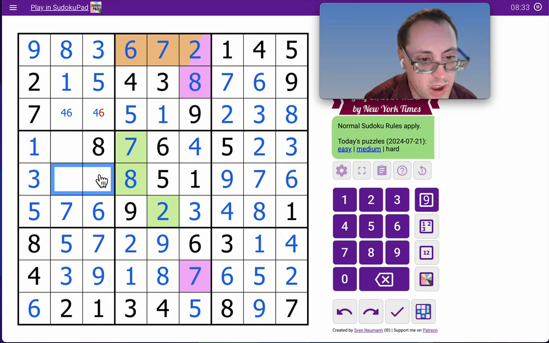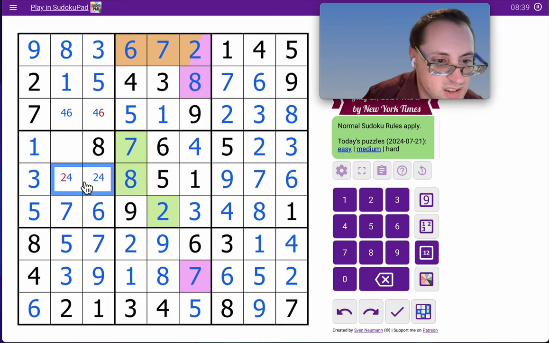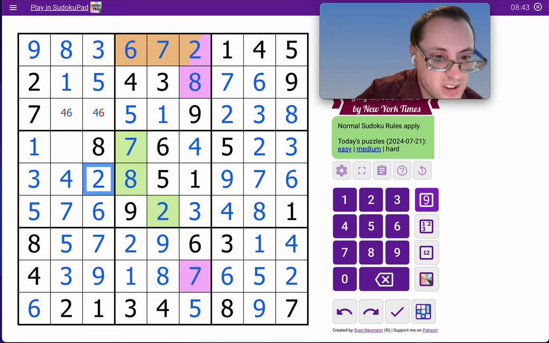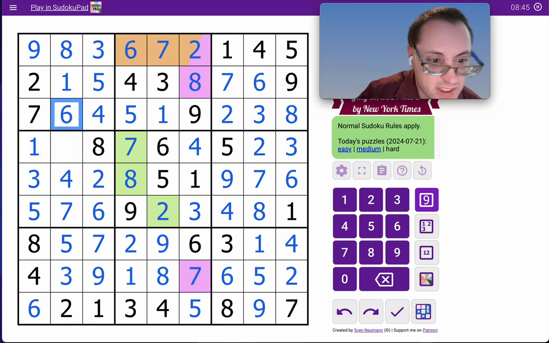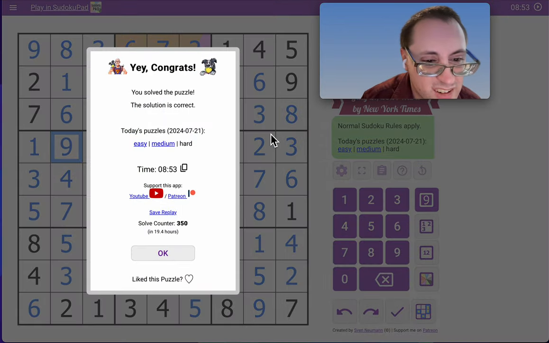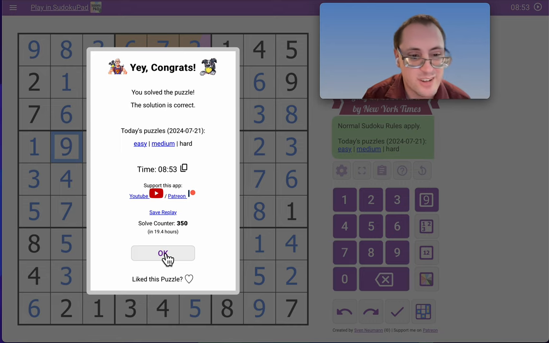These two are 2 and 4. Which I know the order of. That's a 2, this is 4, that's 6, and we finish out with, what digit is that, 9. Okay, 853, not bad.